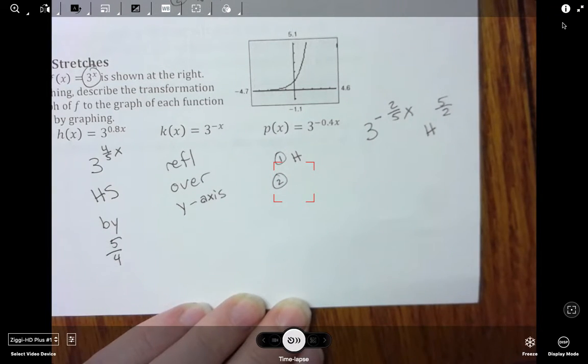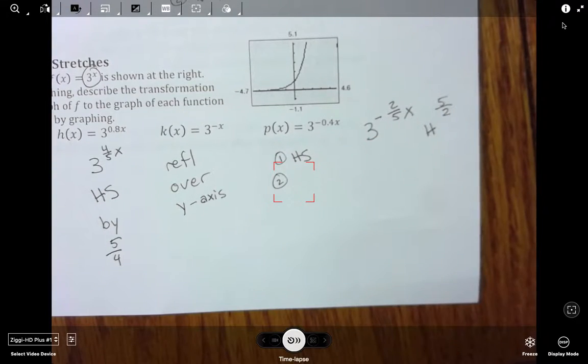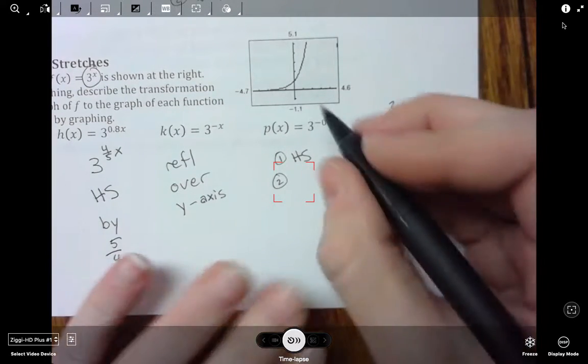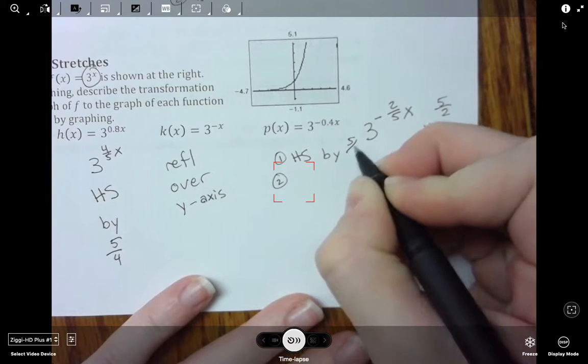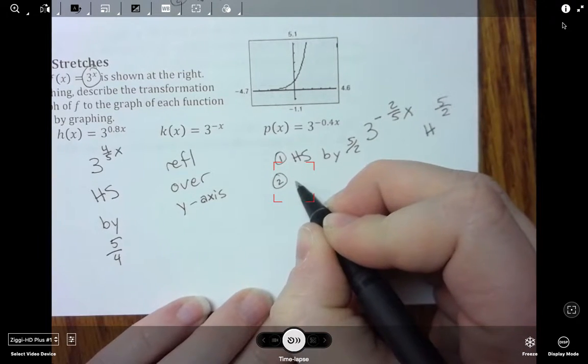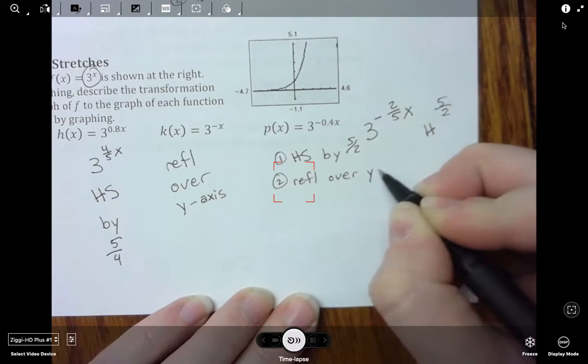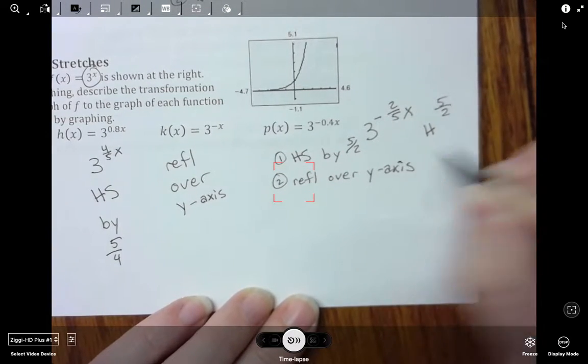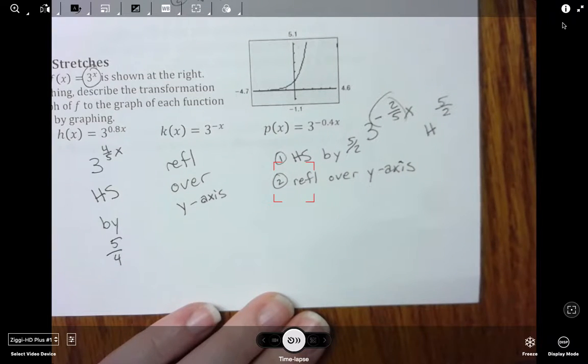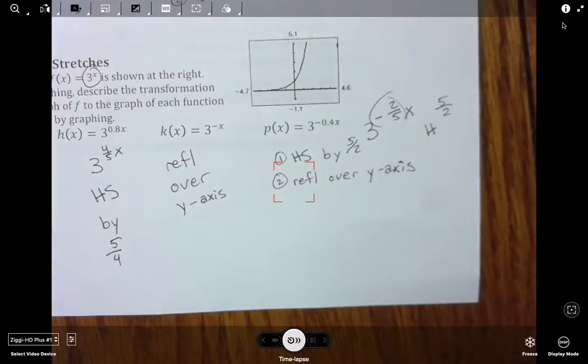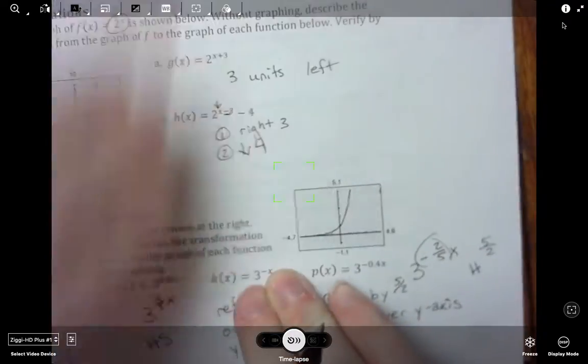Is that a stretch or compression? 5/2 is bigger than 1, so horizontal stretch by 5/2. And the negative is reflection over the y-axis. So those are two different things. Okay. A lot of people think that negative 2/5 goes together, but it's actually two separate pieces. Okay. All right. Next page.